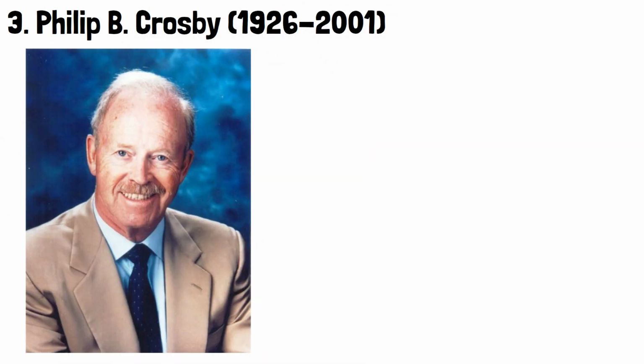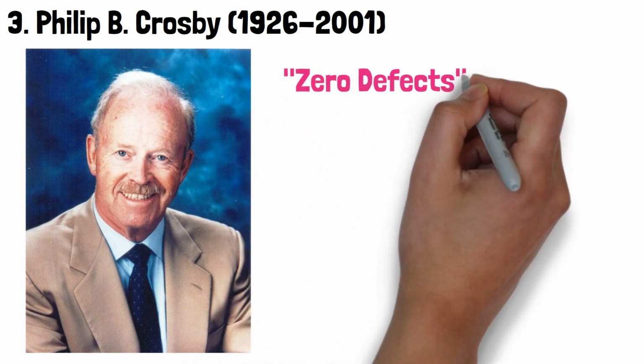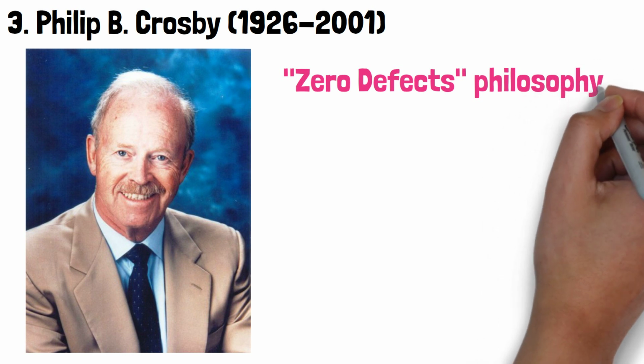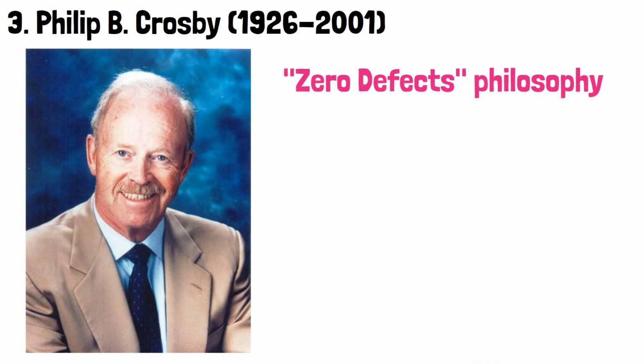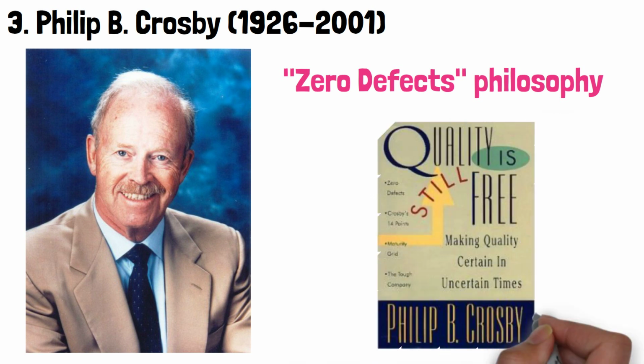3. Philip B. Crosby, 1926–2001. Key Contributions. Crosby is known for his zero defects philosophy, which advocated getting things right the first time. He believed that quality issues result from defects and can be eliminated through prevention. Quality is free. His book, Quality is Free, highlighted the idea that investing in quality improvement is cost-effective and leads to substantial savings in the long run.